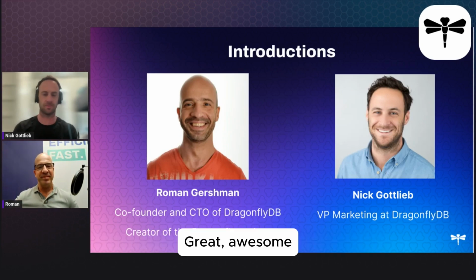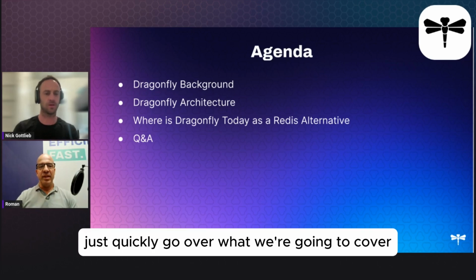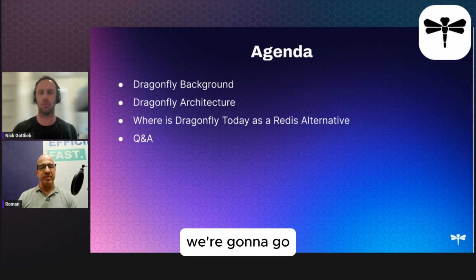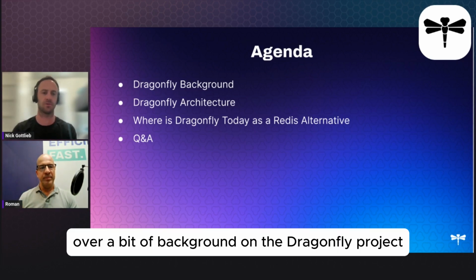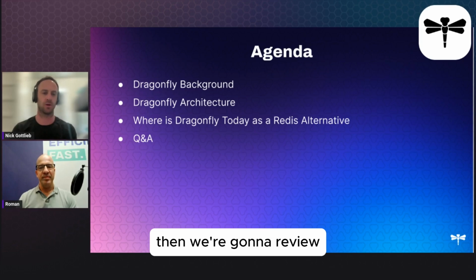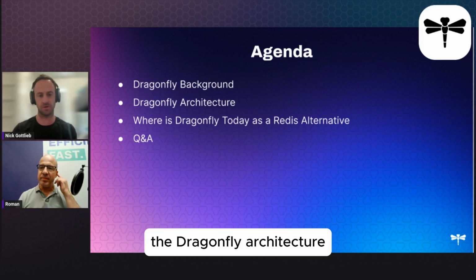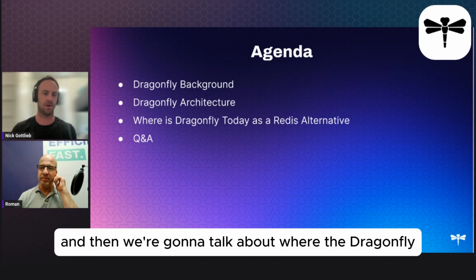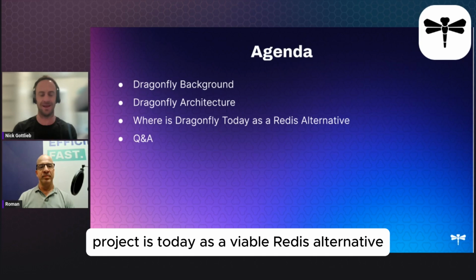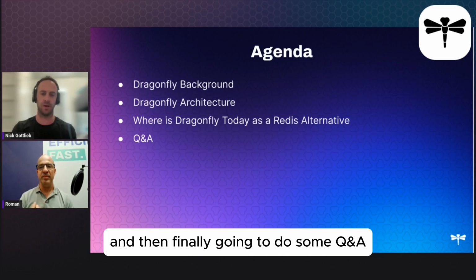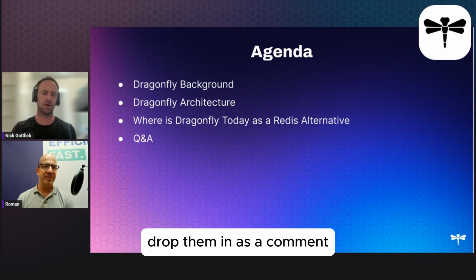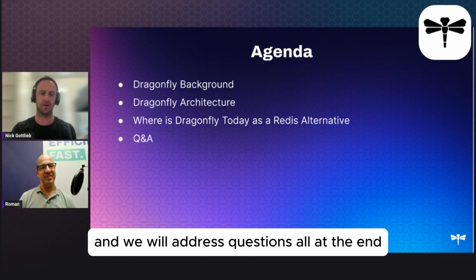So let's just quickly go over what we're going to cover in the session today. First, we're going to go over a bit of background on the Dragonfly project, kind of how it came to be. Then we're going to review the Dragonfly architecture and how it differs from that of Redis. And then we're going to talk about where the Dragonfly project is today as a viable Redis alternative. And then finally going to do some Q&A. So if you have any questions throughout the session, drop them in as a comment and we will address questions all at the end.